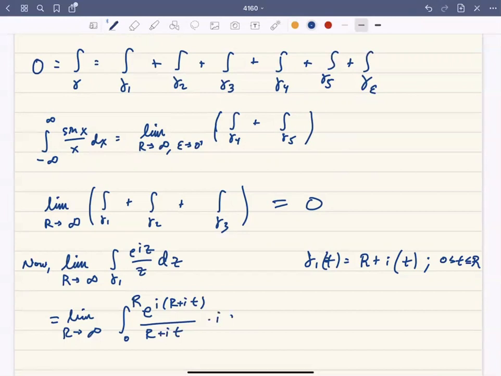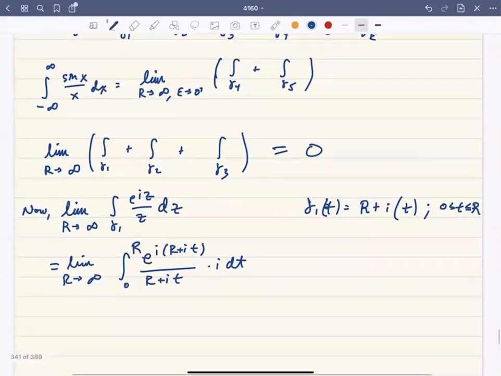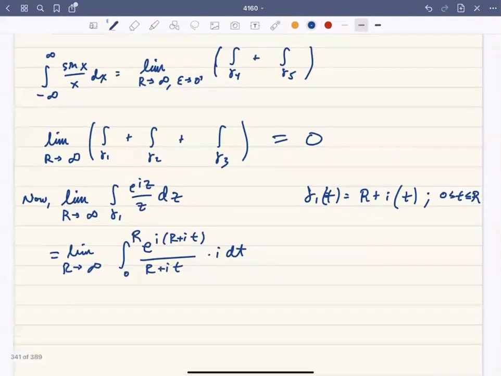Yeah, that's it. So I dt. Okay, and so now we need to think about what's going to happen with this integral. And notice that the exponential term e to the iz, if z is complex, then that's going to decay to 0 very quickly if you have a large imaginary part.